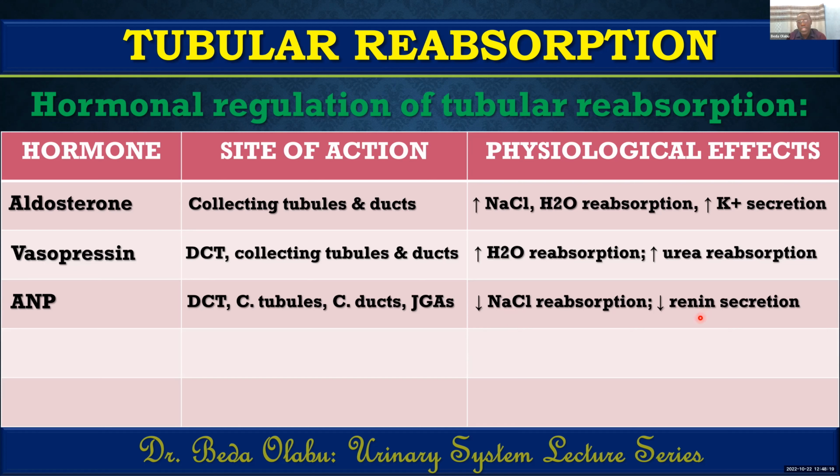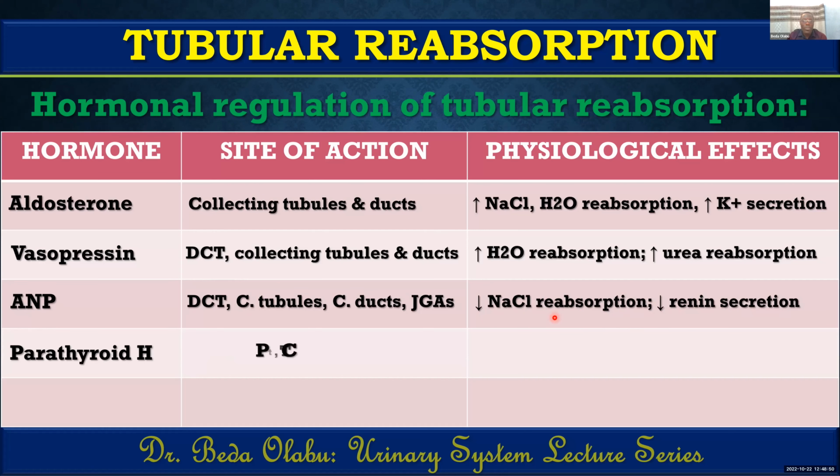It also inhibits or lowers renin secretion by the juxtaglomerular apparatus. It is one of the hormones that actually lowers the blood pressure, because if you do this, you lower renin secretion, you reduce sodium reabsorption. It means therefore that there will be a lot of water being retained within the renal tubules. So you lower blood volume, you lower blood pressure.